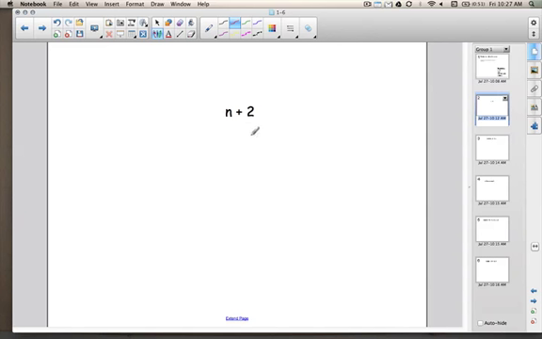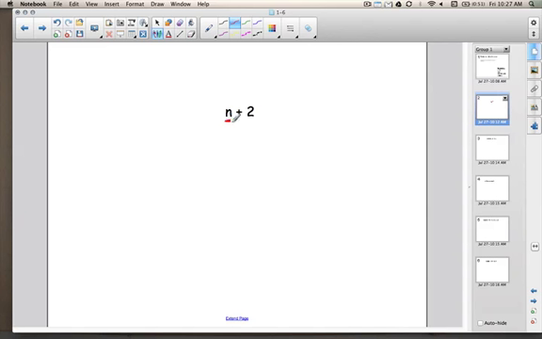Here's the first thing that we're going to look at today. This is known as an algebraic expression. Here we have a variable. This is a variable because we don't know what this number is at this point in time. Later on we'll learn how to solve for variables, but right now we don't know what the value of n is. And so when you have an unknown value, we can put a letter there representing that.